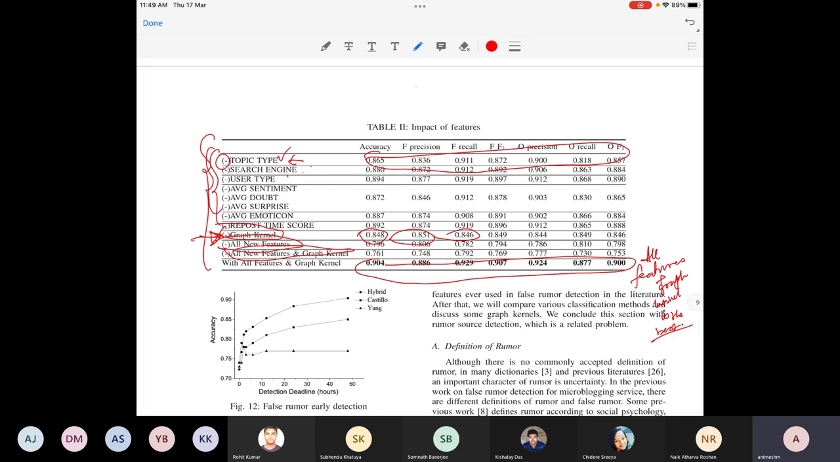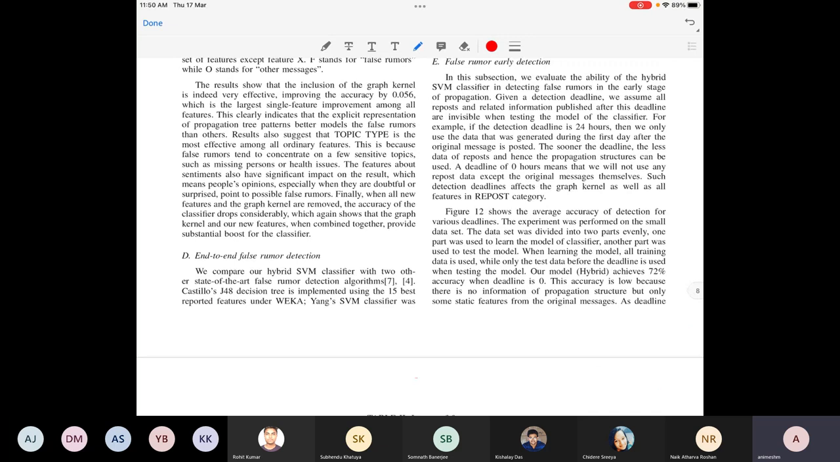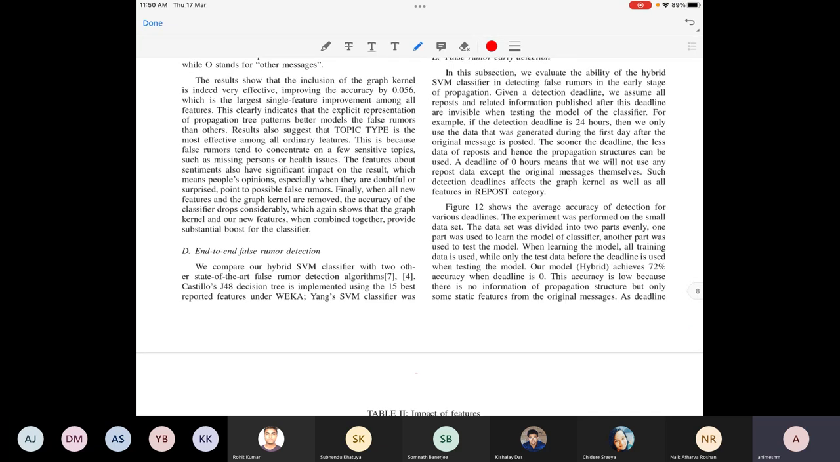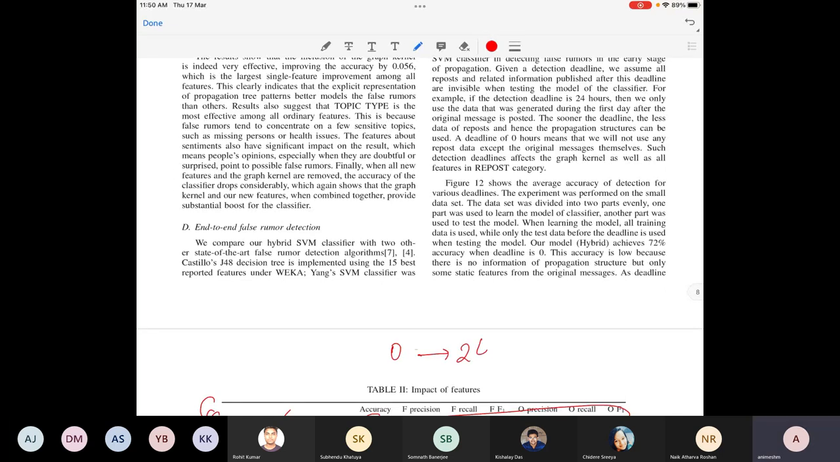Now, as we have been saying from the very beginning, detecting fake news or false rumors at a very early stage is very important. Detecting it late might let it do all the harm it could have done, and therefore detecting it late is not a very good choice. So the authors went one step further to study the overall performance of their model if they try to detect it early on. So how early? The authors said, let us investigate 0 to 24 hours.